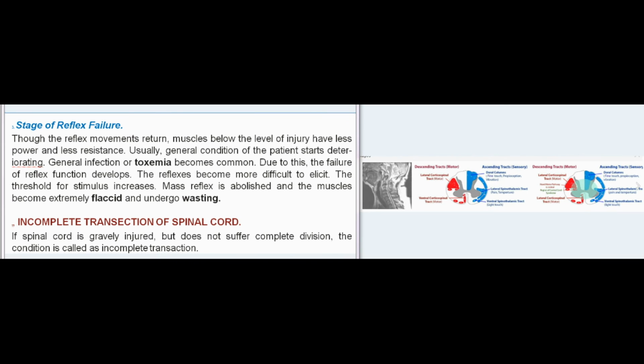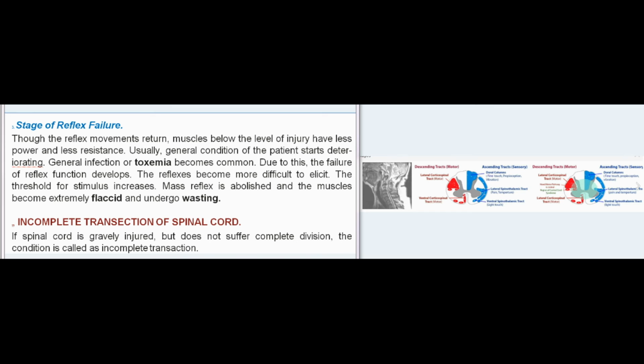Stage of reflex failure. Though the reflex movements return, muscles below the level of injury have less power and less resistance. Usually, general condition of the patient starts deteriorating. General infection or toxemia becomes common. Due to this, the failure of reflex function develops. The reflexes become more difficult to elicit. The threshold for stimulus increases. Mass reflex is abolished and the muscles become extremely flaccid and undergo wasting.